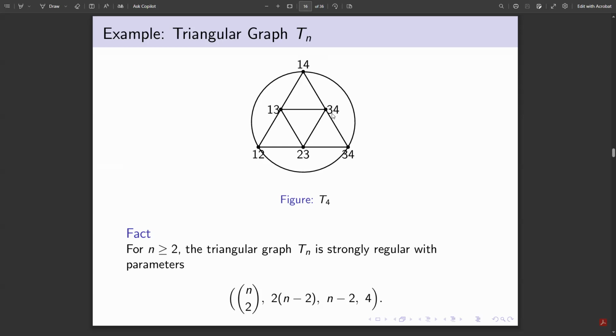And it turns out that each of these triangular graphs is a strongly regular graph with these parameters. n choose 2 is easily seen to be the number of vertices because there are that many pairs. And it's an easy exercise to show that these are the parameters for the strongly regular graph. And is it always pairs? The vertex set is pairs of numbers from 1 to n? Yes, it's just n symbols. It's n choose 2. Yes, that's the triangular graph T sub n.